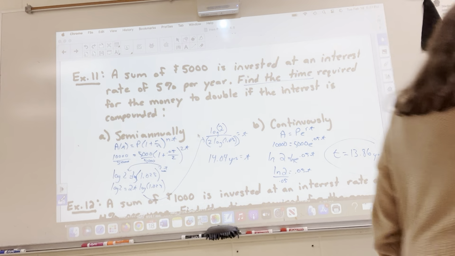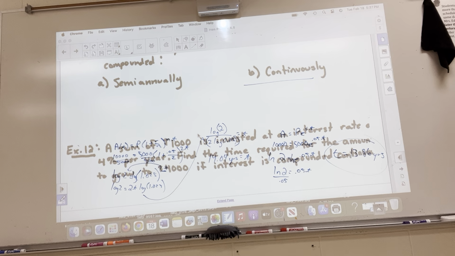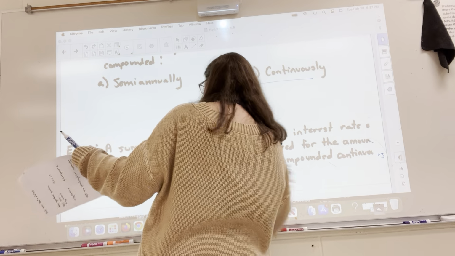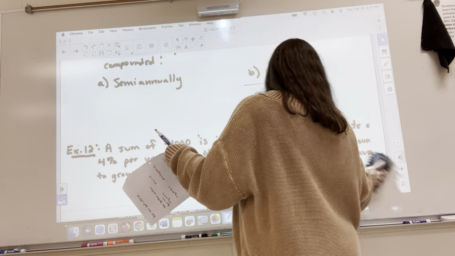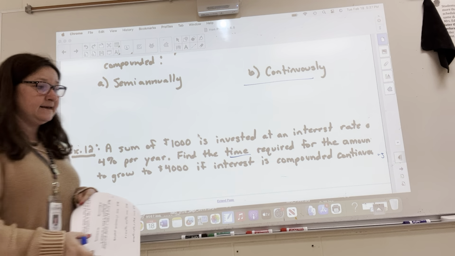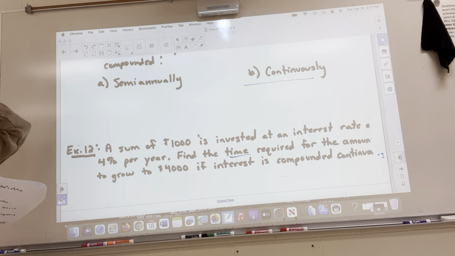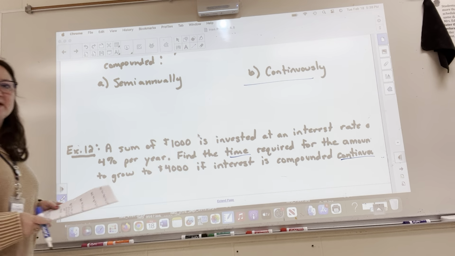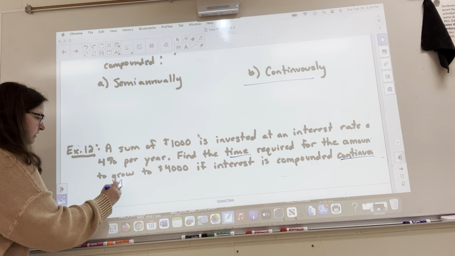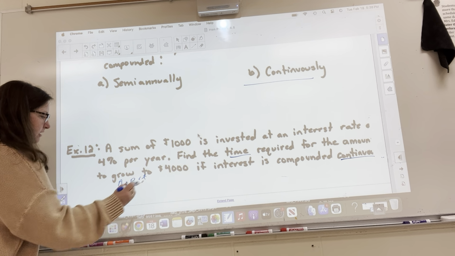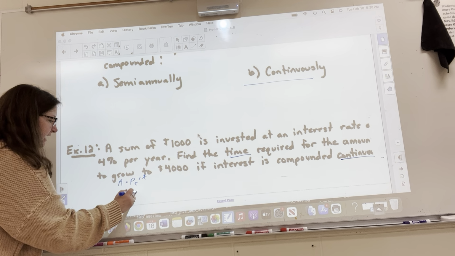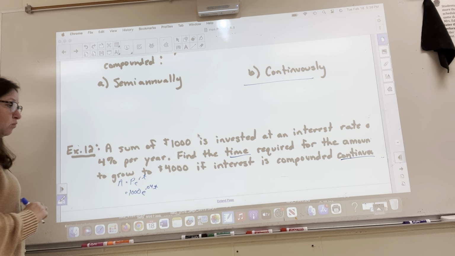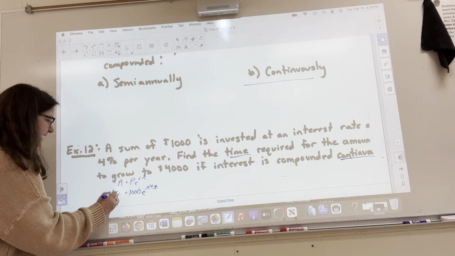So the last example is one more of these compounding problems. It says a sum of $1,000 is invested at an interest rate of 4% per year. Find the time, so we're looking for t, required for the amount to grow to 4,000 if the interest is compounded continuously. My "continuously" got chopped off by the copy machine, but it is continuously. So we know it's going to be this formula with the e. Our principal, we start with $1,000. The interest rate is 0.04. We're looking for t, and we want it to grow to $4,000.